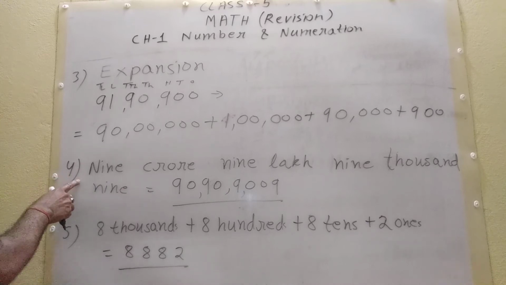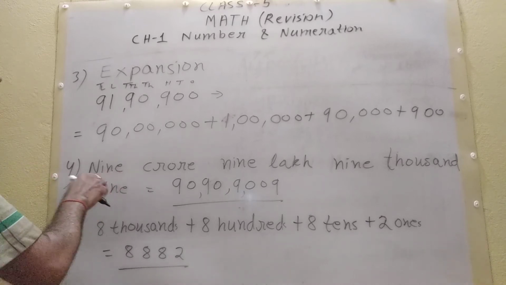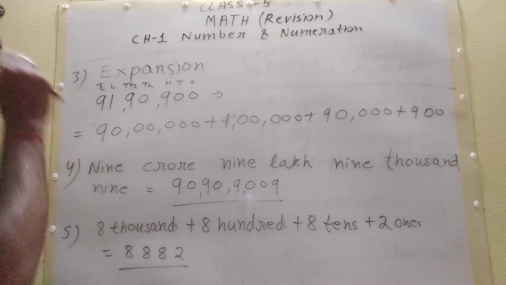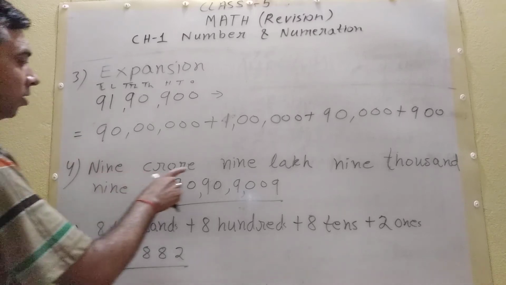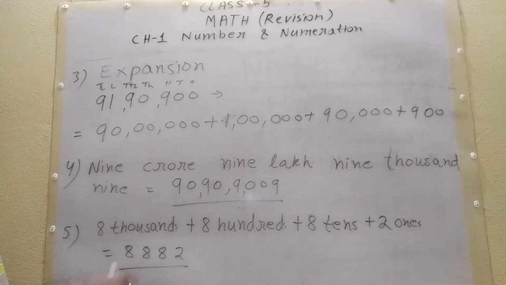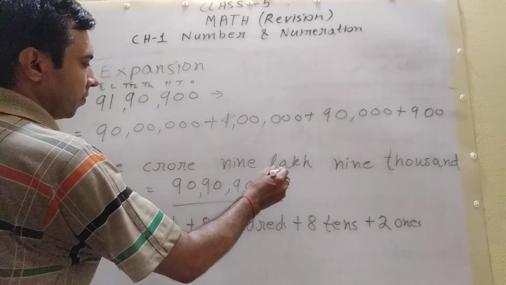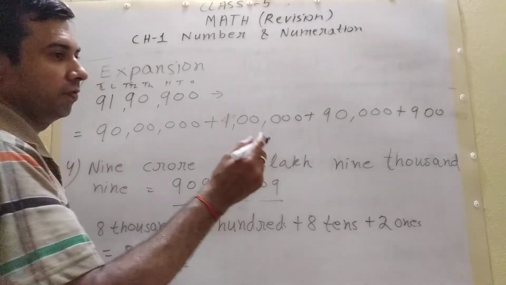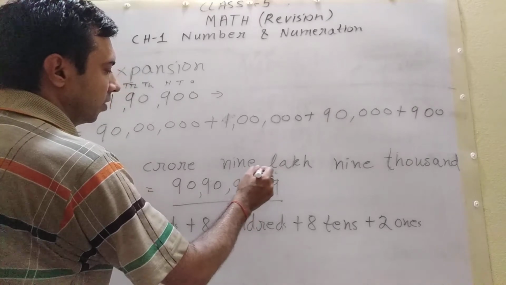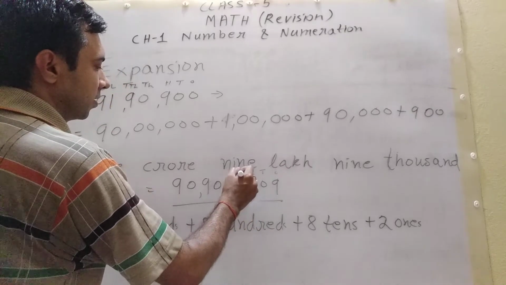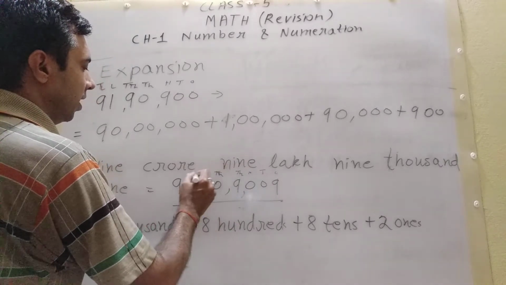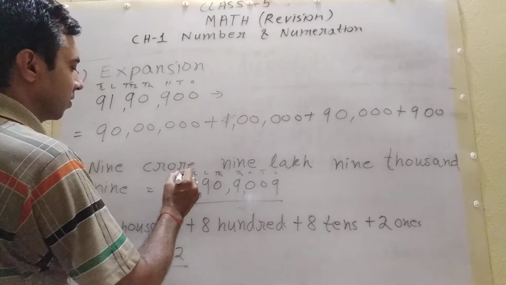Now come to the fourth question. The number name is written and we have to write it in figures. 9 crore 9 lakh 9,009. So if you have any confusion, please first write the place value and then convert. Ones, tens, 100, 1000, 10,000, lakh, 10 lakh, crore.